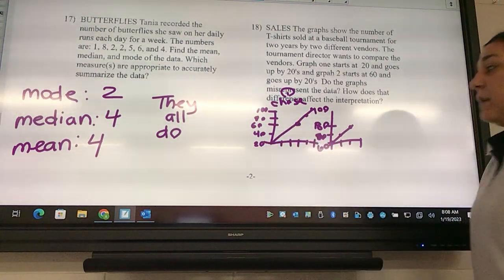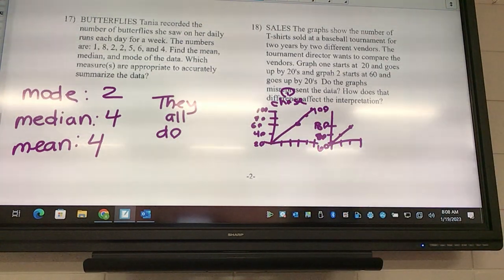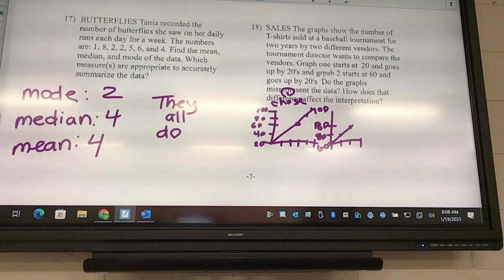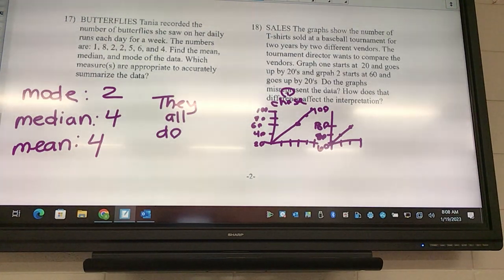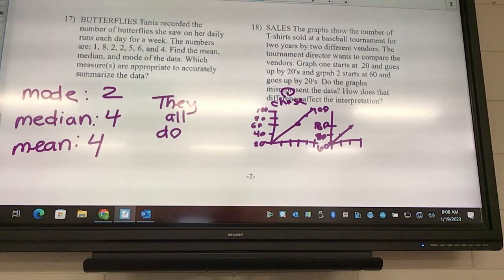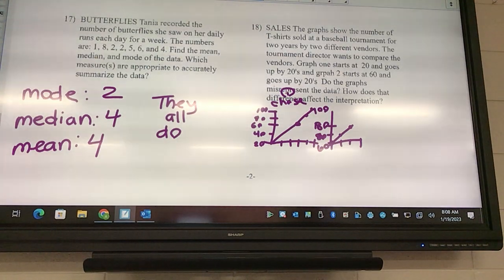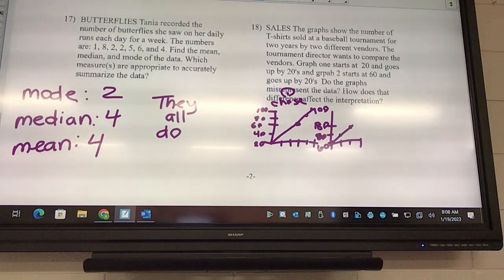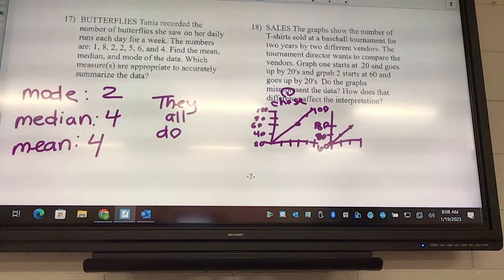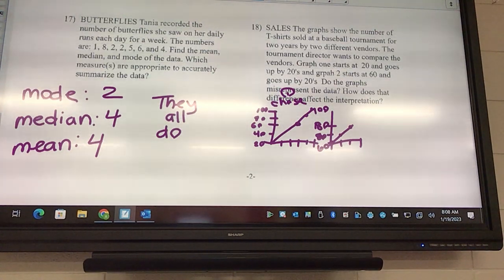There's the difference between me and Chase's graph. Whose looks bigger? His. It looks like he sold more t-shirts, did he? No, we both sold 100, right? Okay, so whoever's graph starts lower looks bigger if they're on the same scale. Whoever's graph starts lower, their graph is going to look bigger because they're going to have more points.